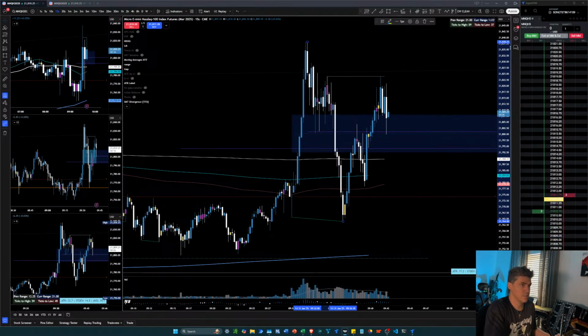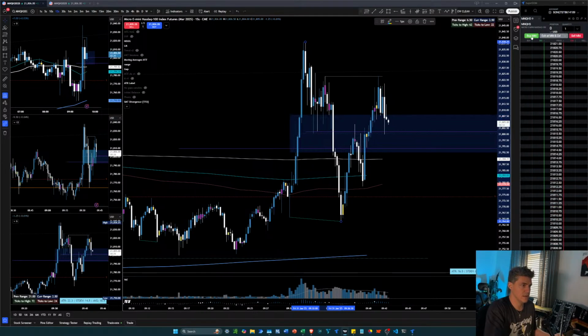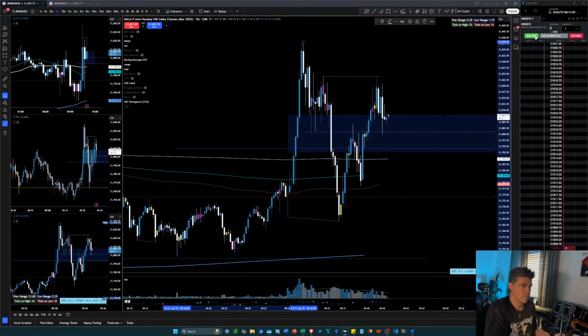Holding above initial balance here. Wick, price tried to push down, didn't. Big volume, no follow through down. 50% of this range here, boom. No trigger though. Did move up. No trigger though.